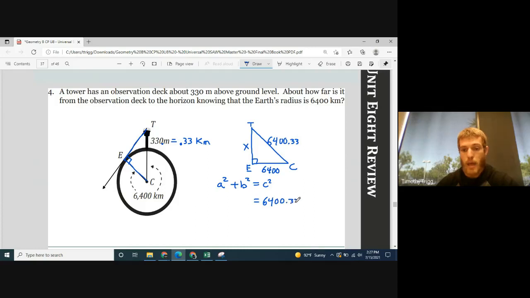6,400.33. And since it's c squared, we're going to go ahead and square that. The a and the b are going to be these two lengths here. It doesn't matter which one's which, but I like to put my variable first. So I'll put my variable for a. And then for b is the other leg, which is 6,400.